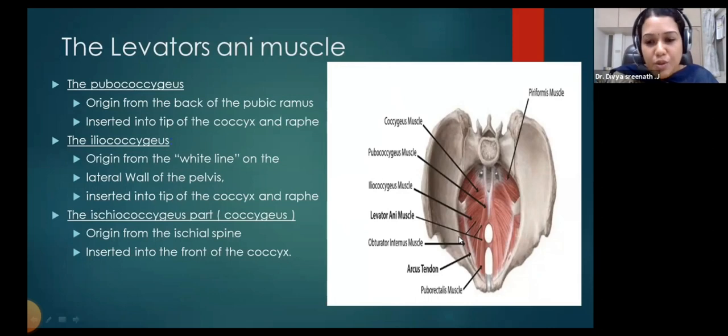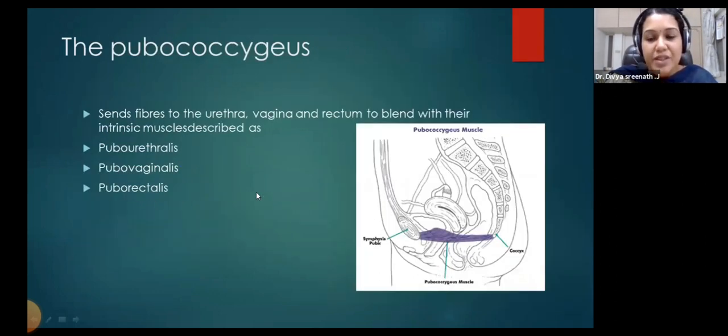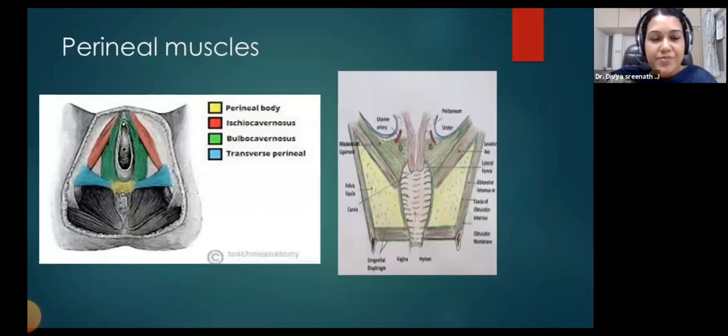So the pubococcygeus means from the pubic symphysis it is attached to the coccyx, the pubococcygeus muscle. Iliococcygeus, in between, this triangular muscle is known as iliococcygeus. And from the ischial spine up to the coccyx, this muscle is known as ischiococcygeus. The pubococcygeus muscle is again divided into two or three parts, depending upon the muscle fibers surrounding it. So these support the pelvic structures.